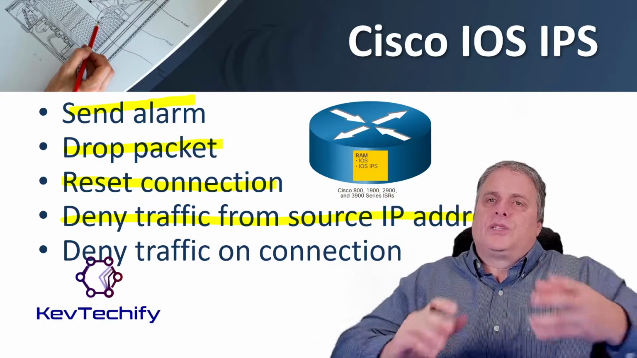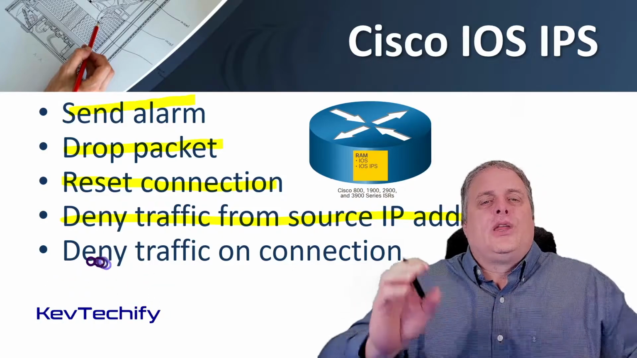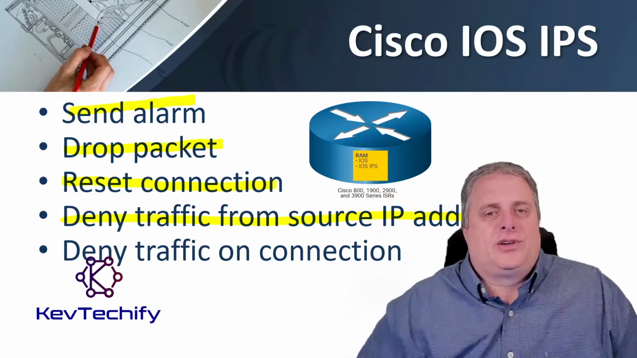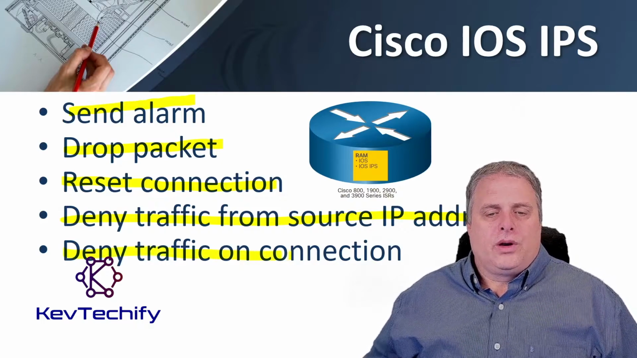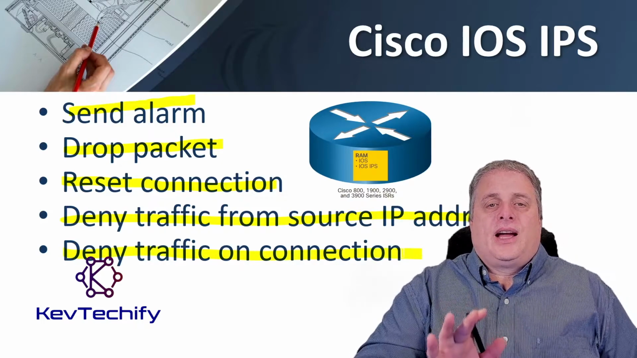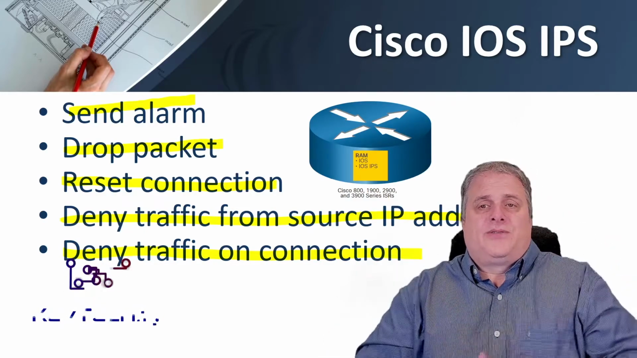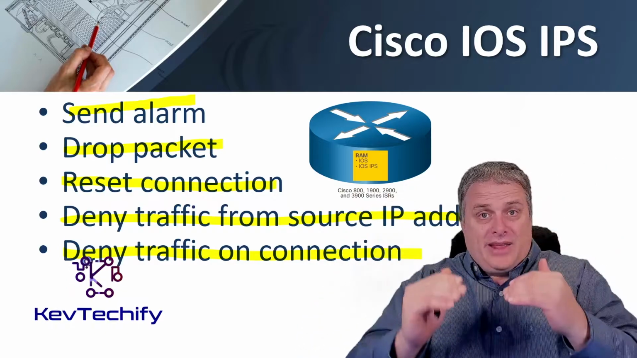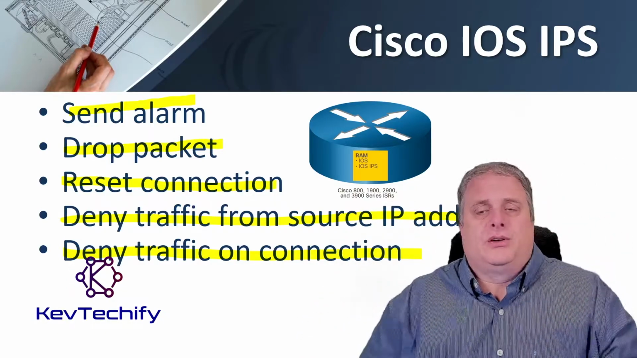That way, if it was some sort of legitimate attack or whatever the reason, they could reestablish it after a certain time. And then finally, what you could do is deny traffic on the connection for which the signature was seen for a specified amount of time. So as you compare that in your signature files, let's deny that connection for a certain amount of time.